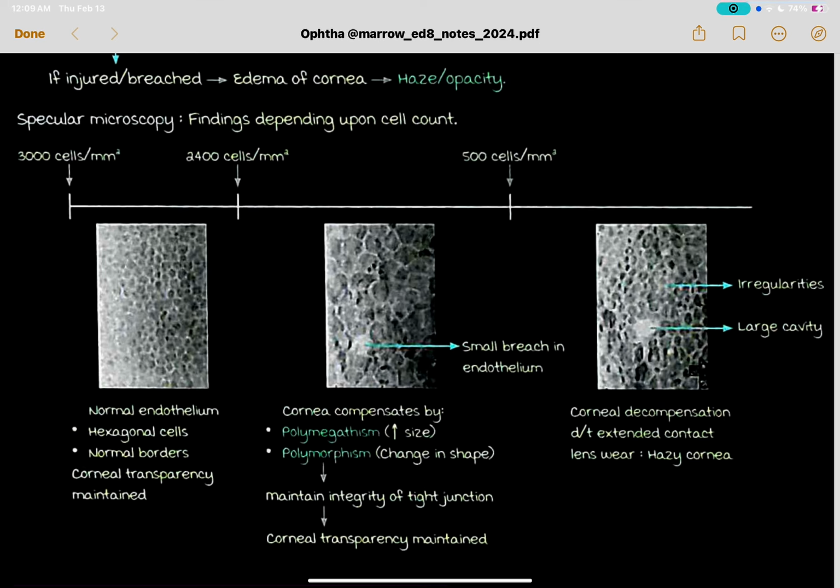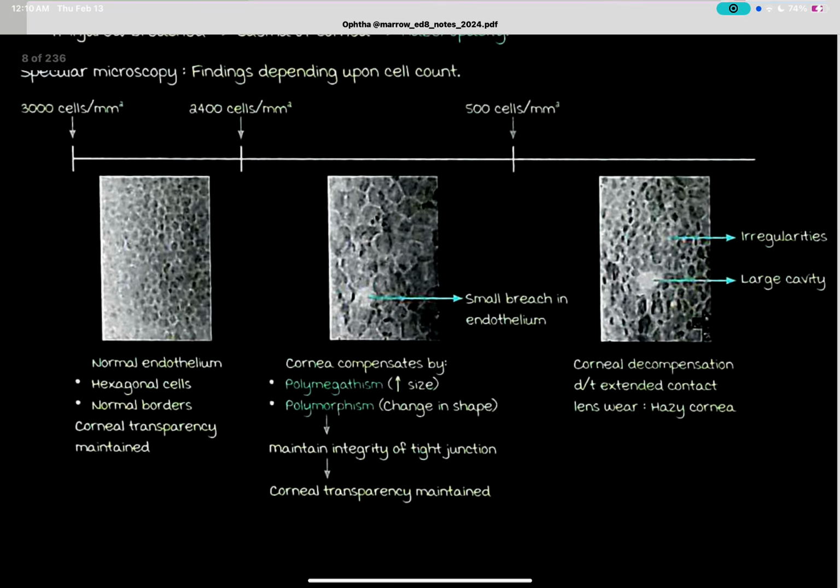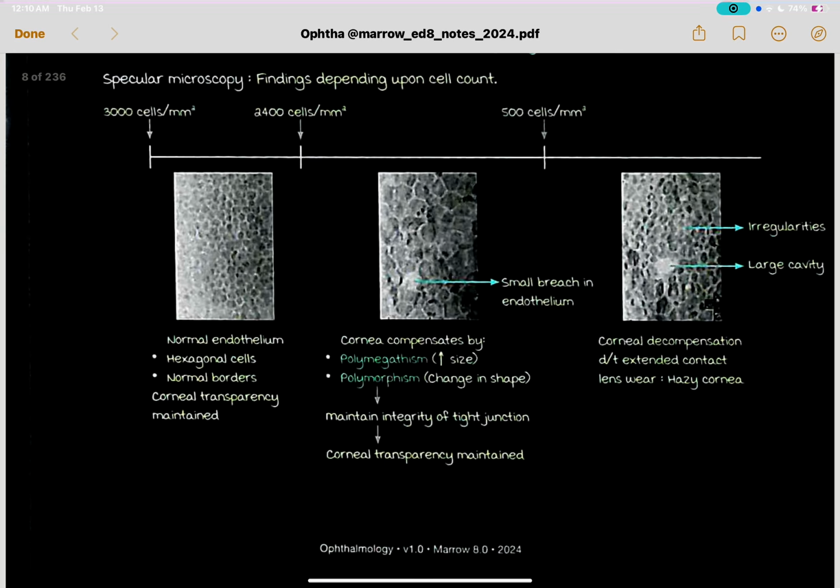So between 2400 to 500 you are seeing polymegathism. Simply, cells are becoming big and they are losing shape. The hexagon shape has changed. So they are still maintaining integrity of tight junctions and corneal transparency is still maintained between 2400 and 500. Then irregularities and large cavities start occurring when it goes below 500. So irregularity, large cavities, corneal decompensation due to extended contact lens wearers, like hazy cornea.